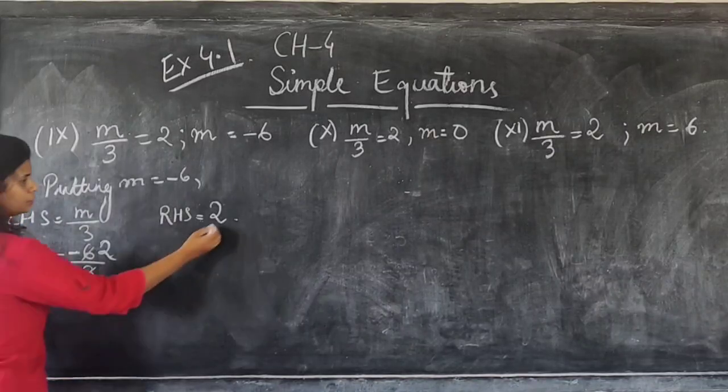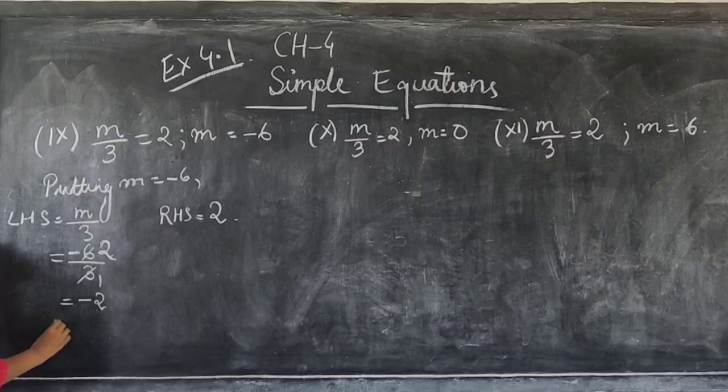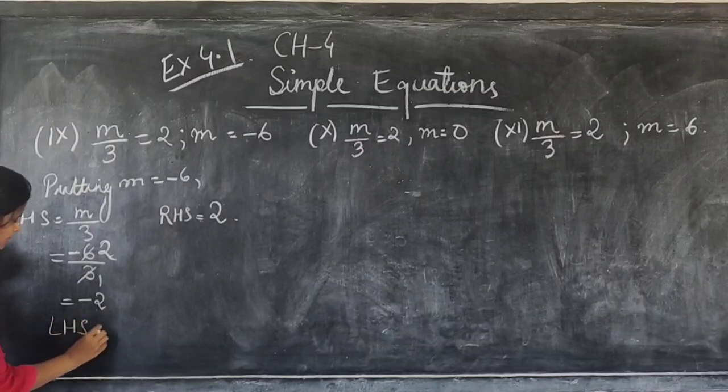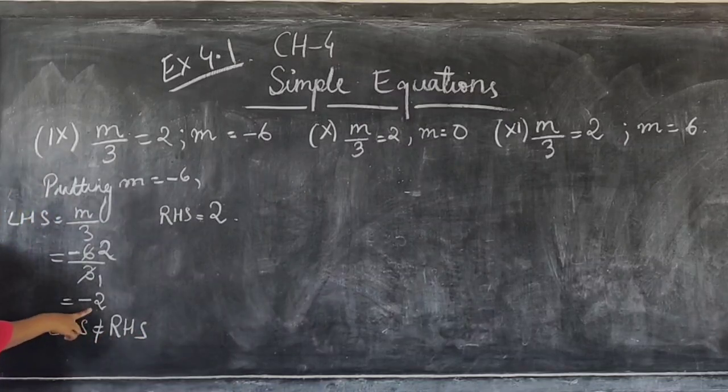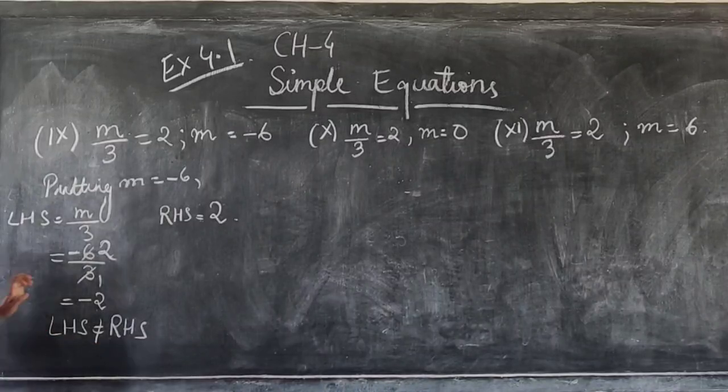Here we have minus 2, here we have 2. So LHS is not equal to RHS. Minus 2 is not equal to plus 2. So your left hand side is not equal to your right hand side.